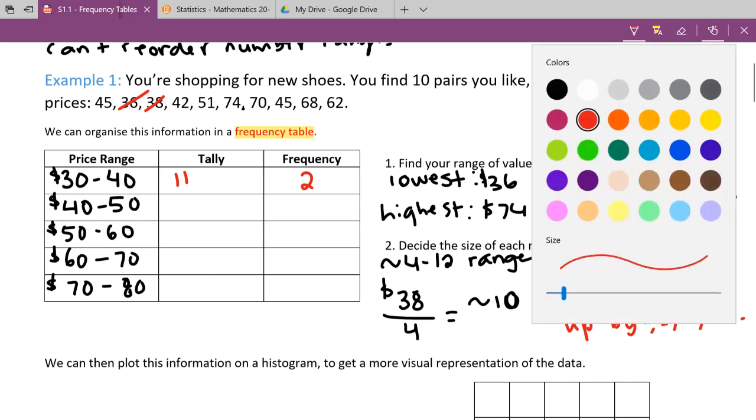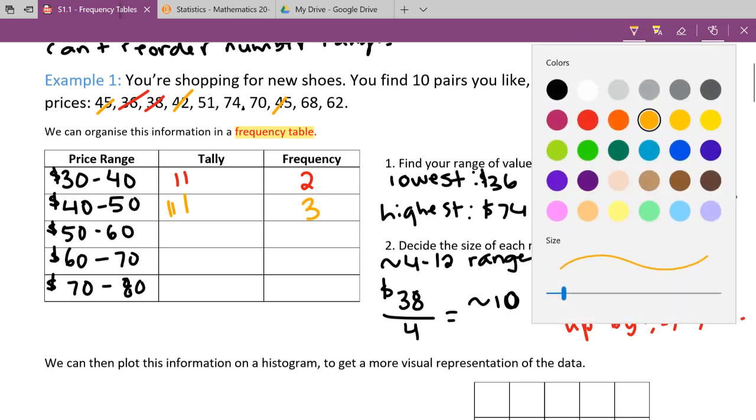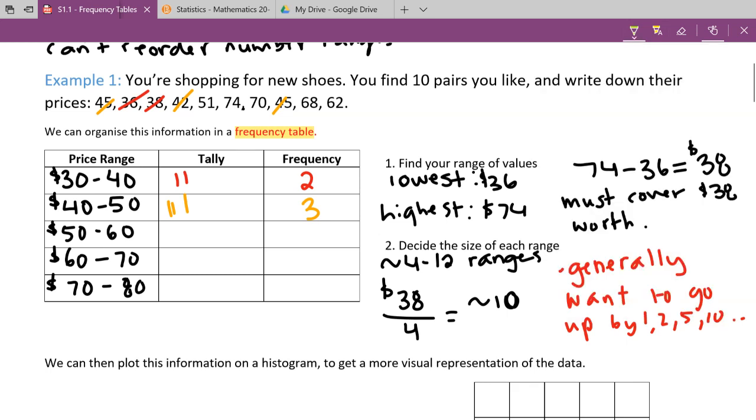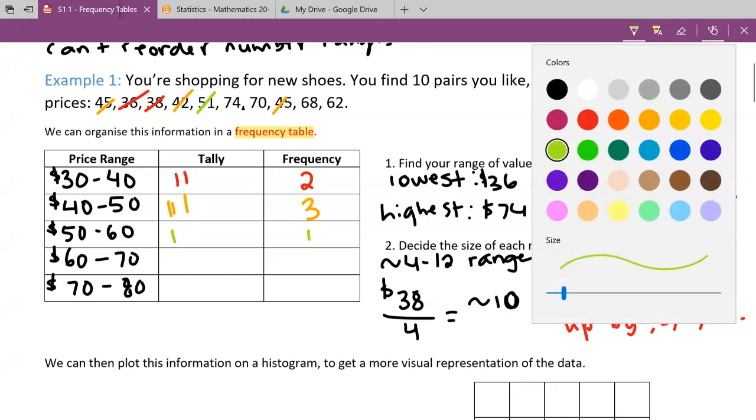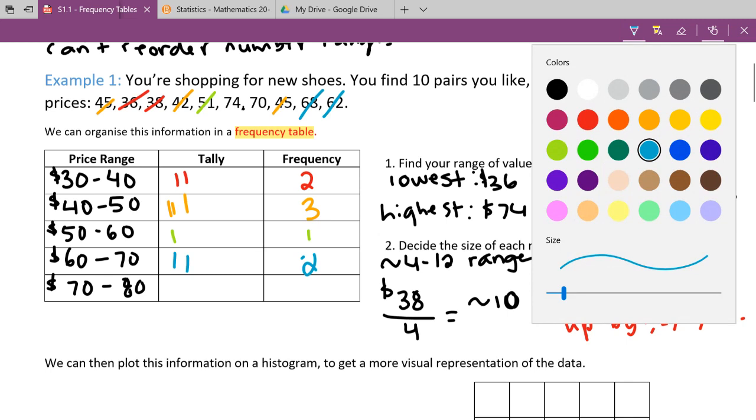The tally of $40 to $50: I have a 42, a 45, and another 45. So we see that there were 3 prices that showed up in that range. 50 to 60, it looks like I have a 51, and that's it. 60 to 70, it looks like I have a 62 and a 68. So that's 2. And then 70 to 80.